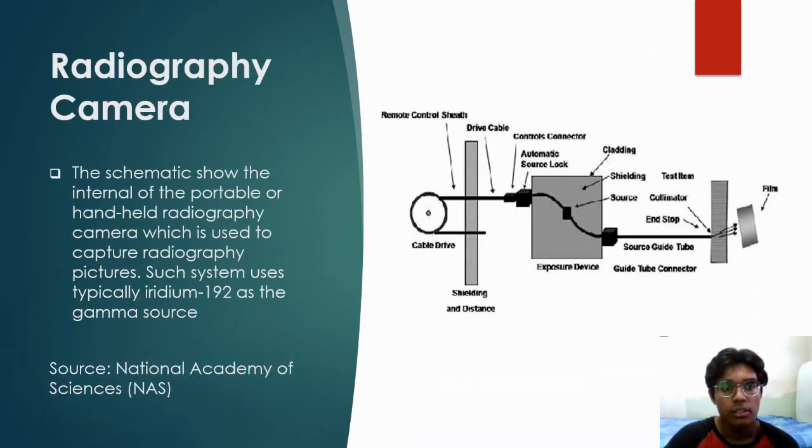So the other one is the cable design. The schematic shows the internal of the portable or handheld radiography camera, which is used to capture radiography pictures. Such a system typically uses iridium-192 as the gamma source. So the image will be projected at the film, at the right. The source will be put inside the exposure device.